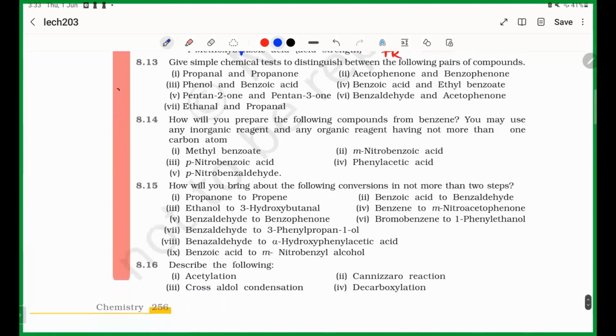Use simple chemical tests to distinguish between the following pairs of compounds, propanal and propanone. If we look at the ketones and aldehydes, there are a few characteristic tests to differentiate. But a very important simple test is the iodoform reaction. Aldehydes give iodoform, but ketones do not. So the iodoform reaction is something that can distinguish.